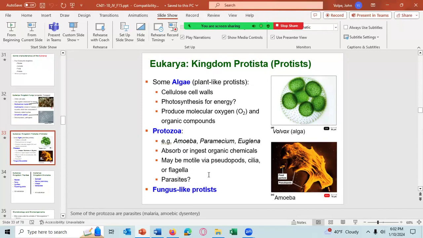The fungus-like protists we're not going to talk about further. I'll just give you an example of one, and that is the potato blight, a protist that grows on potato, causing the potato blight. If you don't know, the potato blight caused the Irish famine, which brought a whole bunch of Irish people over to America.